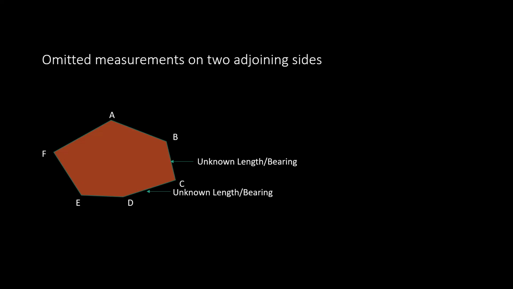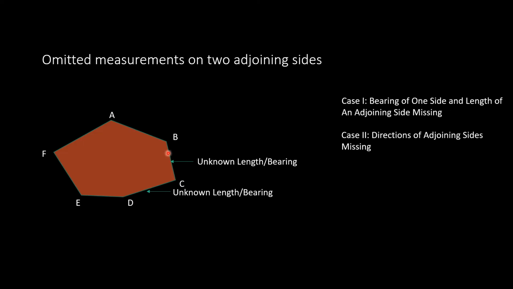There are three possible cases that may arise regarding the unknown quantities on the adjoining sides BC and CD. First, the bearing of one side and the length of the adjoining side, or the length of one side and the bearing of the adjoining side. Second case is when the directions of both adjoining sides BC and CD are missing. And finally, when the distances of the adjoining sides are missing.